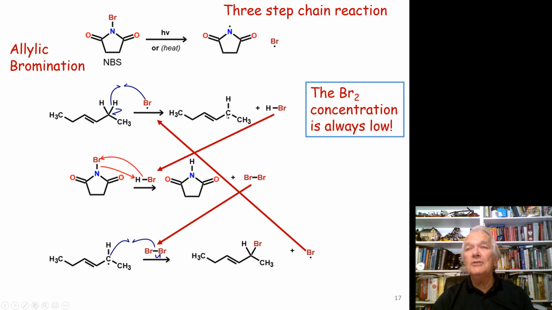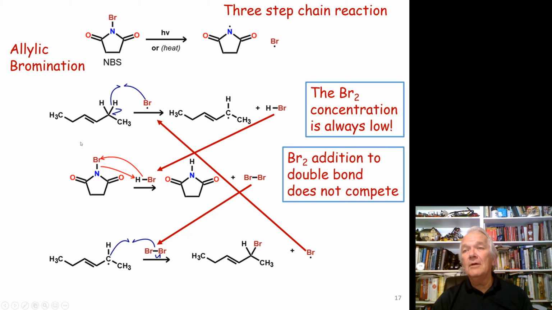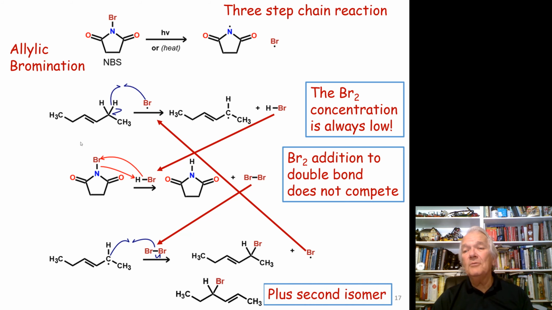The bromine concentration is always low. That's the trick, because we never build up a big concentration of this bromine. So the addition to the double bond just isn't a problem, because we kept it low. So the net result of all this: if you want to add bromine to the double bond, you just add bromine and it'll add to the double bond. But if you want to do allylic bromination, you use NBS, which keeps that bromine concentration very low. So it seems pretty kind of complicated, but it really isn't when you put it all together.